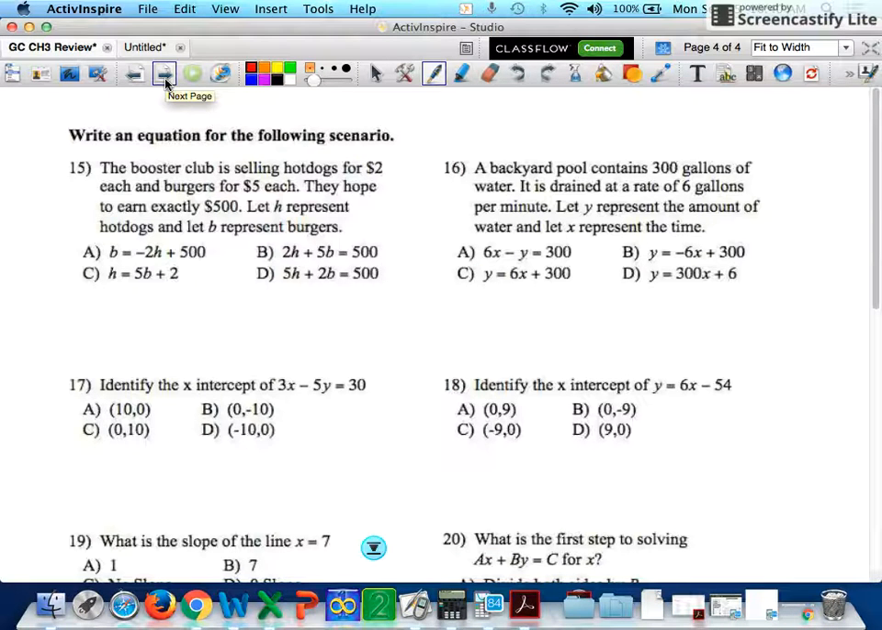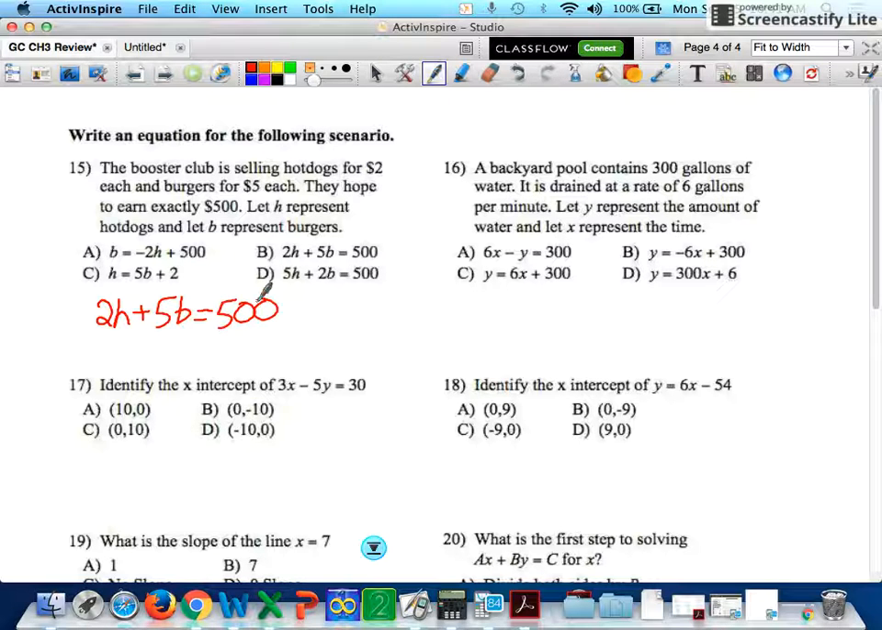On to 15. Booster Club is selling hot dogs. This was all the way back in 3.2, very long time ago. Booster's selling hot dogs for $2 each and burgers for $5 each. They hope to earn exactly $500. Let H represent hot dogs and let B represent burgers, and we're just writing an equation for this. So if I sell every single hot dog for $2 and H represents hot dogs, that means 2 times H is the amount of hot dogs I sold. Also, it means 5 times B is the amount of burgers I sold. And I'm adding those together, and I want them to add together to equal exactly $500.